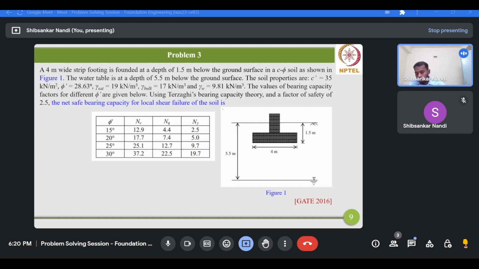So in the previous cases, we have considered the general shear failure. So here we have to consider local shear failure. Now, what is meant by local shear?